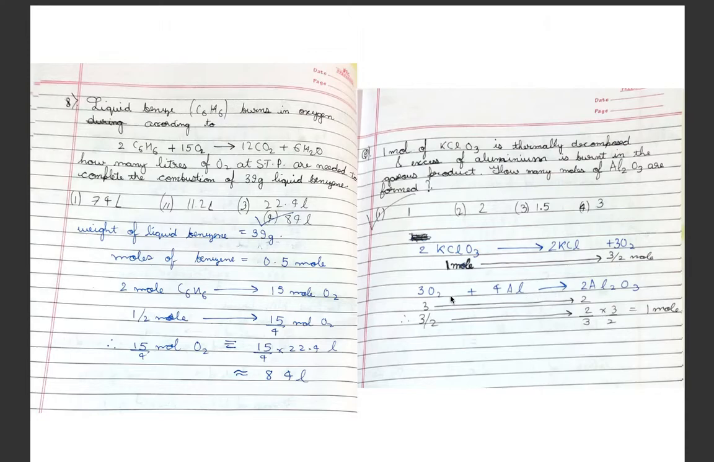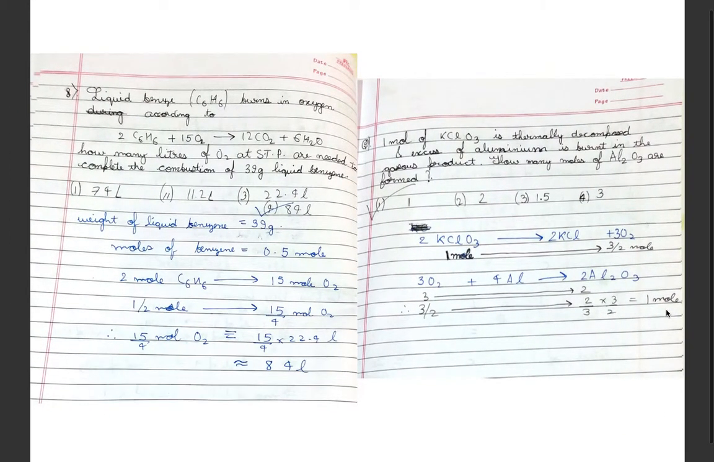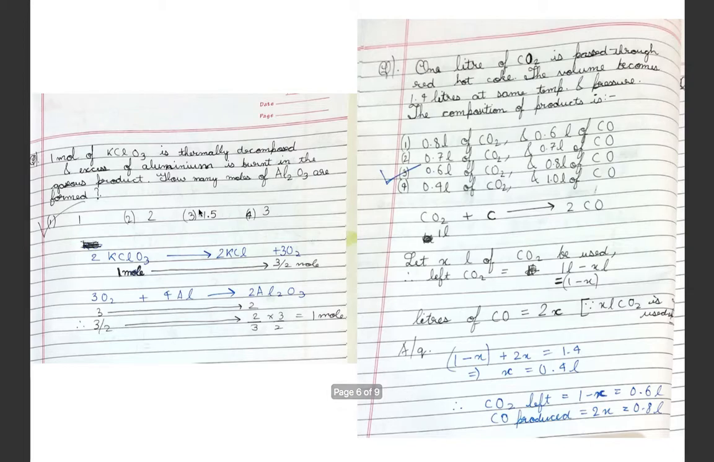Similarly, in the second reaction, 3 moles of oxygen, which is common in these two reactions, gives 2 moles of the product. So 3 gives 2, so 3 by 2 would give 2 upon 3 into 3 by 2, that is 1 mole. Easy but easily forgettable.